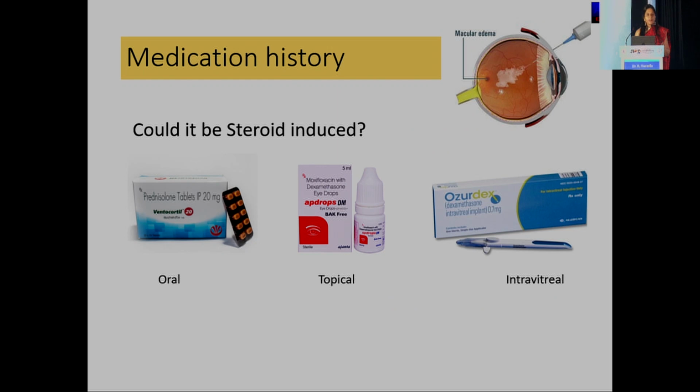Next important thing is medication history. You'll also have to look at all of the medicines that the patient is taking. Sometimes they may have a skin disorder where they may be using steroids, or maybe rheumatoid arthritis. So look at the history and then take a very careful history regarding oral steroid use and any intravitreal injections previously. So all of this has to be noted very clearly.